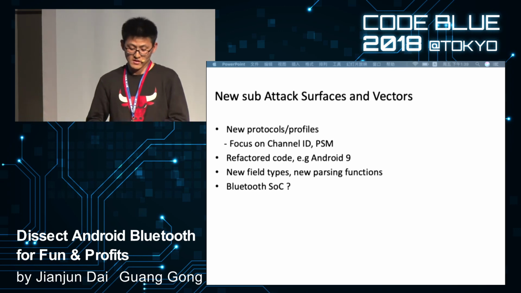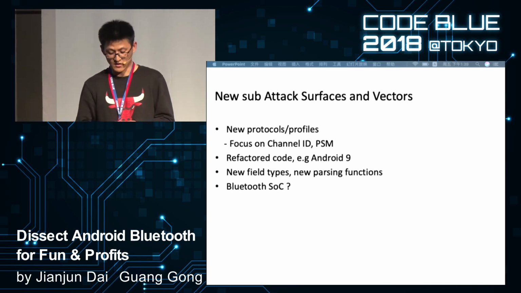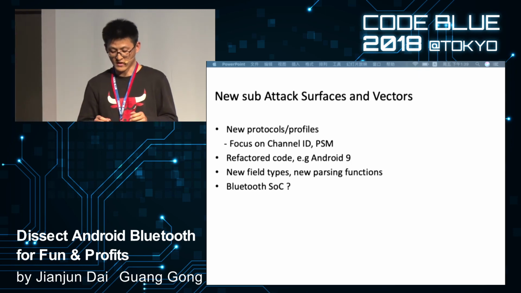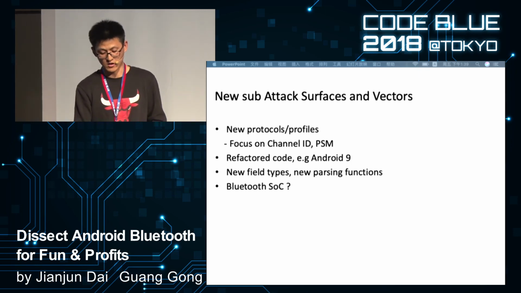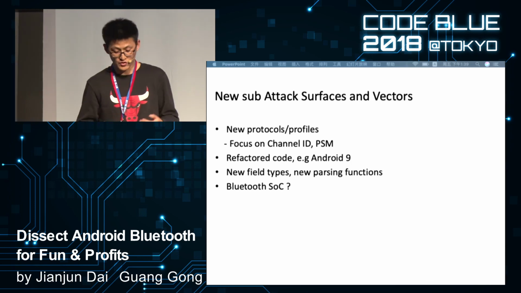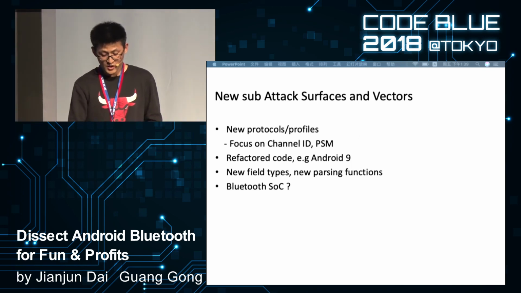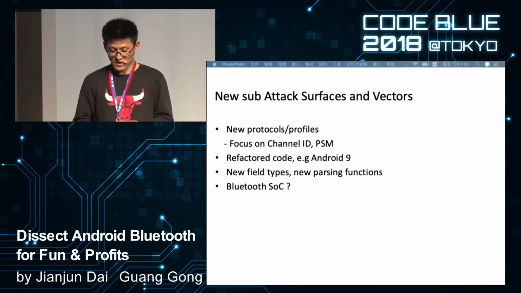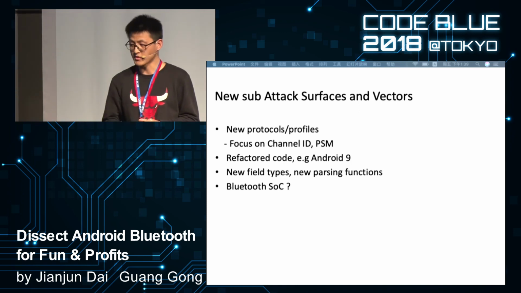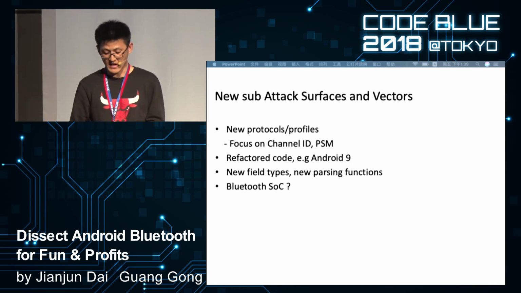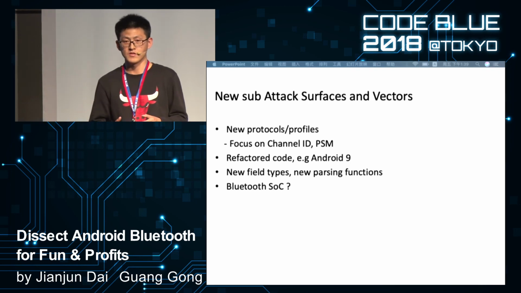How to find new attack services and vectors? We need to follow up on the stack code, looking for new protocols or profiles based on a new channel ID or PSM. Refactored code: actually, Android 9 has refactored some code, with new field types and new processing functions. And the last one is to research the Bluetooth SoC.